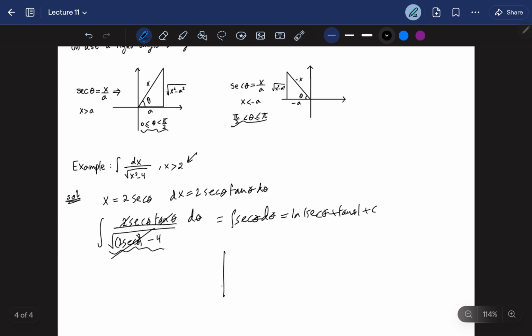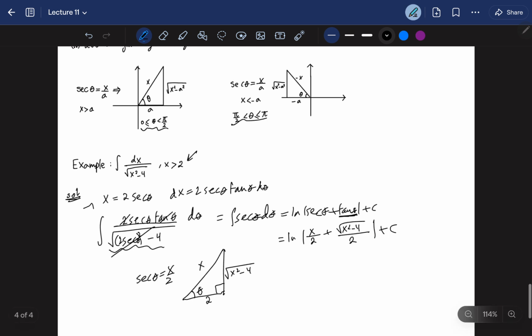Since x is bigger than 2, I have a triangle in the first quadrant, which is perfect, because now I have secant theta is x over 2 from the substitution. And now secant is 1 over cosine, so this is going to be my hypotenuse. This is the adjacent, and this is the square root of x squared minus 4. Since I want tan, and tan is opposite over adjacent, and I already know that secant is just x over 2, plus c. So technically that's it for all of these substitutions.